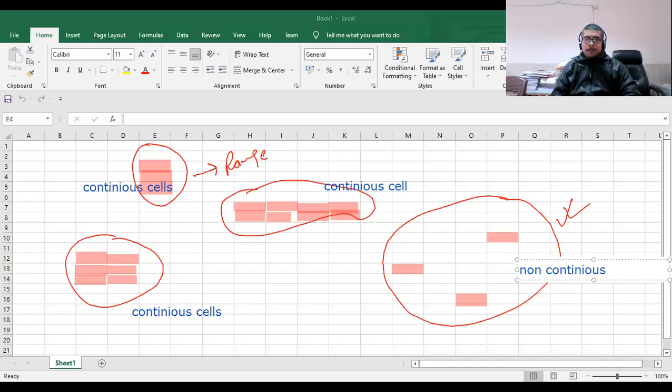This is non-continuous. I hope you have got it. Any problem? This is non-continuous cells. So range is a collection of cells. They may be continuous or they may be non-continuous. Next, we will see the range addresses.